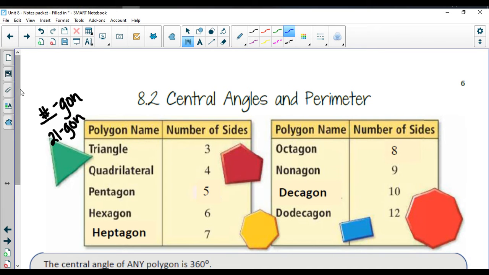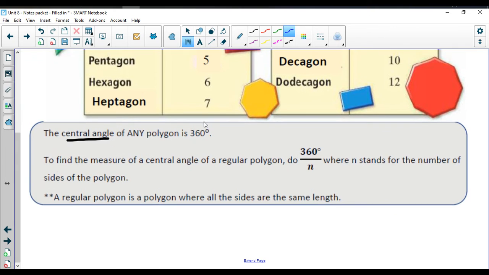That brings us back to this box that was just up above these shapes. Anytime you have a central angle of a regular polygon, you take 360 degrees and you divide by n, where n stands for the number of sides of the polygon. And here's your note again.